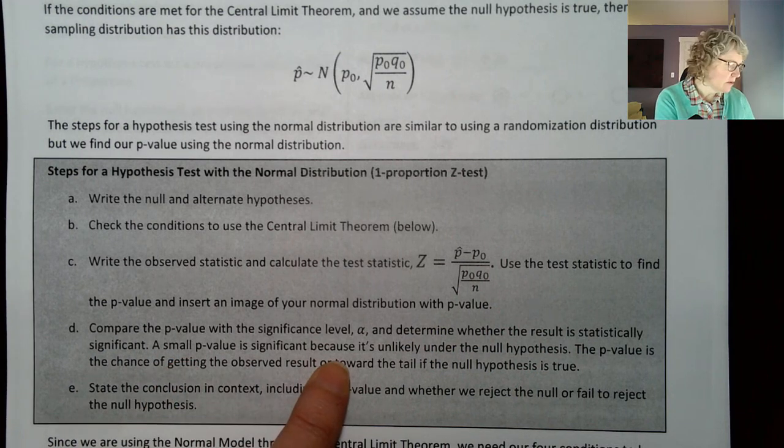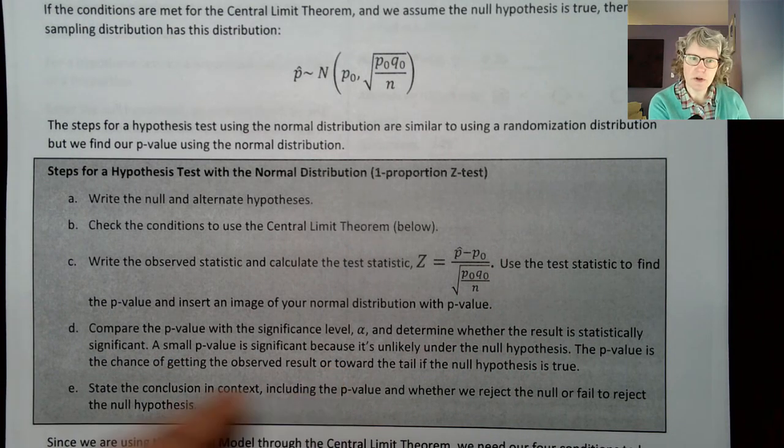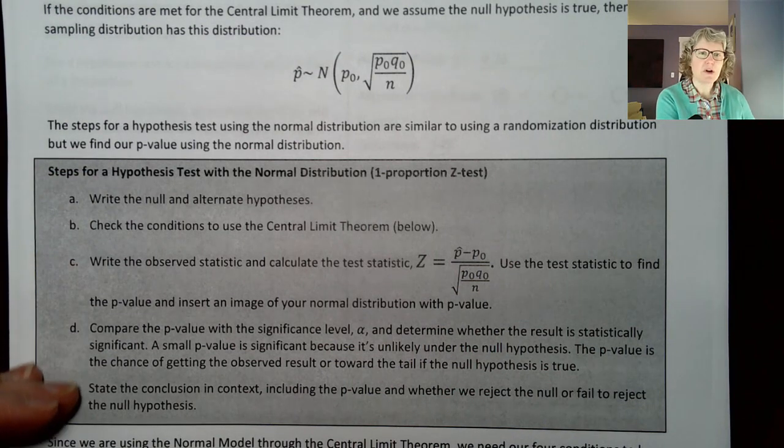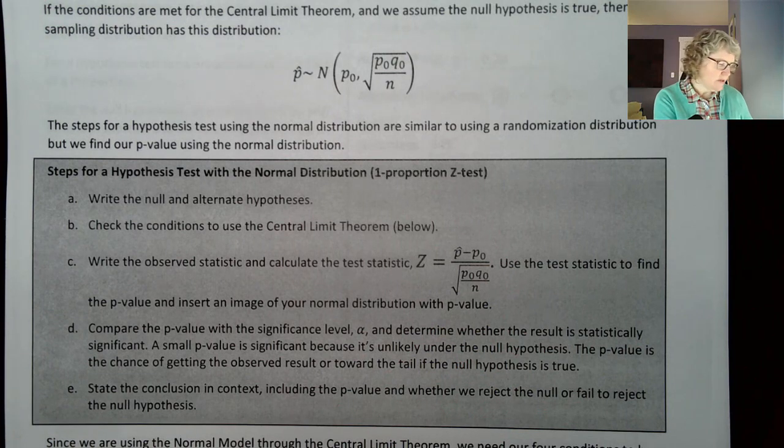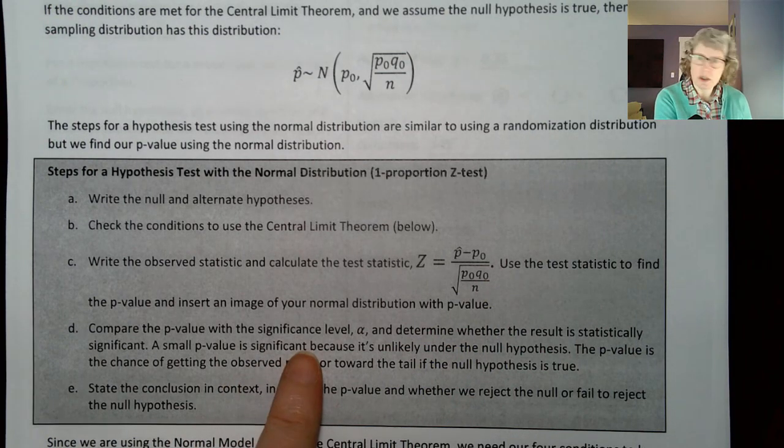Then we compare the p-value with the significance level and determine whether the result is statistically significant. Remember, small is significant because it's unlikely under the null hypothesis. We're setting up our whole test based on the idea that the null is true. And then we see, how likely is it to get our sample statistic if the null is true? If it's really small, then that's evidence against the null. If it's pretty likely, or a big probability, then that's evidence for the null.